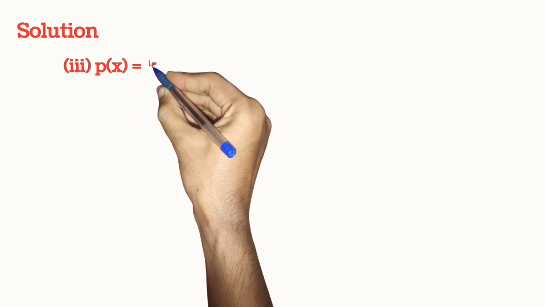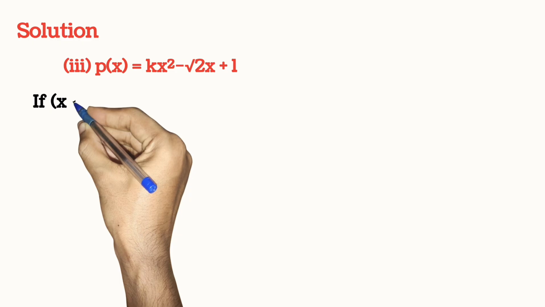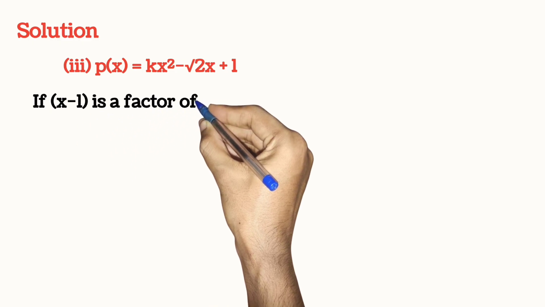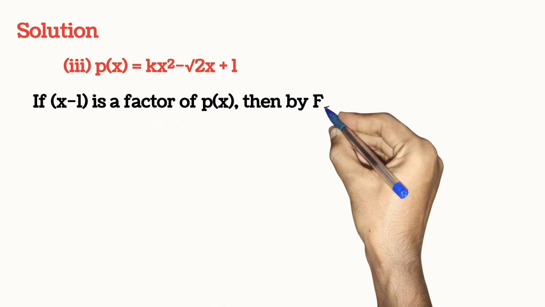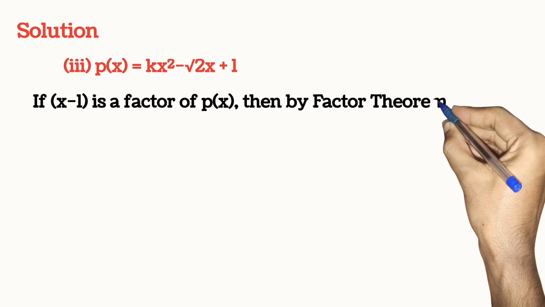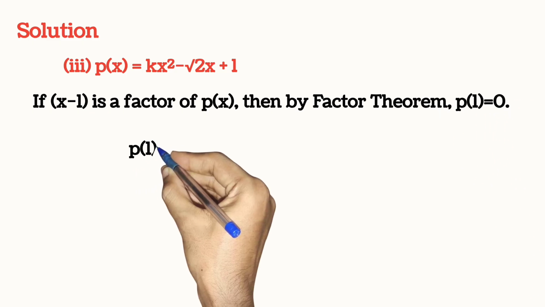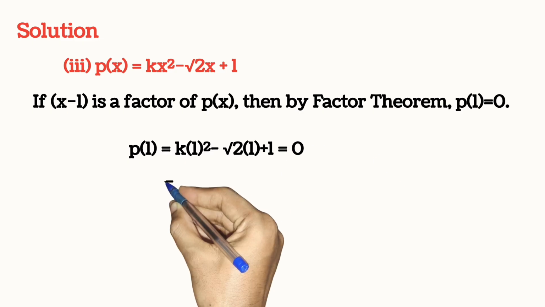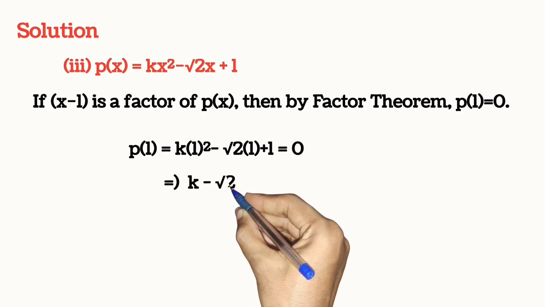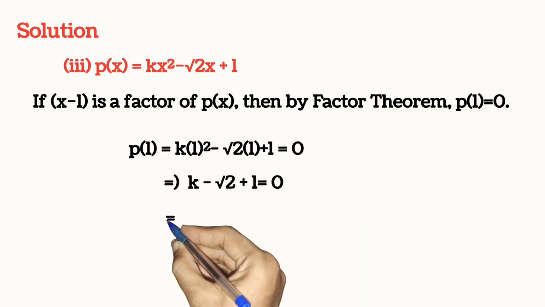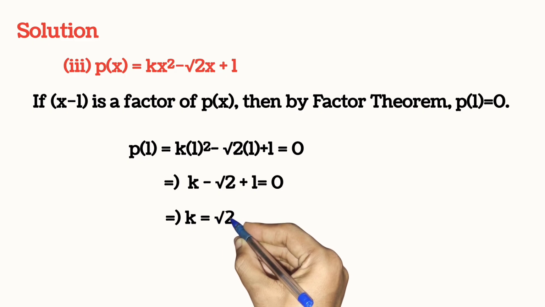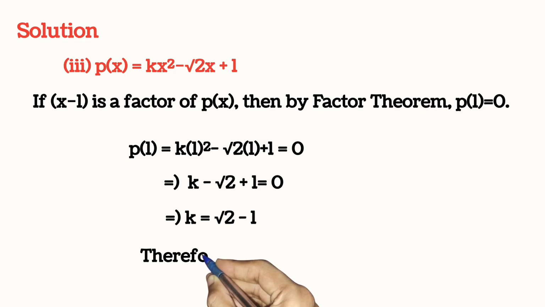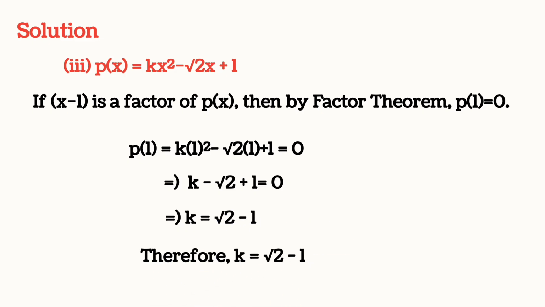Another polynomial p(x) = kx² − √2x + 1. If x − 1 is a factor of p(x), then by the factor theorem, p(1) = 0. Now p(1) = k × 1² − √2 × 1 + 1 = 0. Then k − √2 + 1 = 0. That implies k = √2 − 1. Therefore, k = √2 − 1.